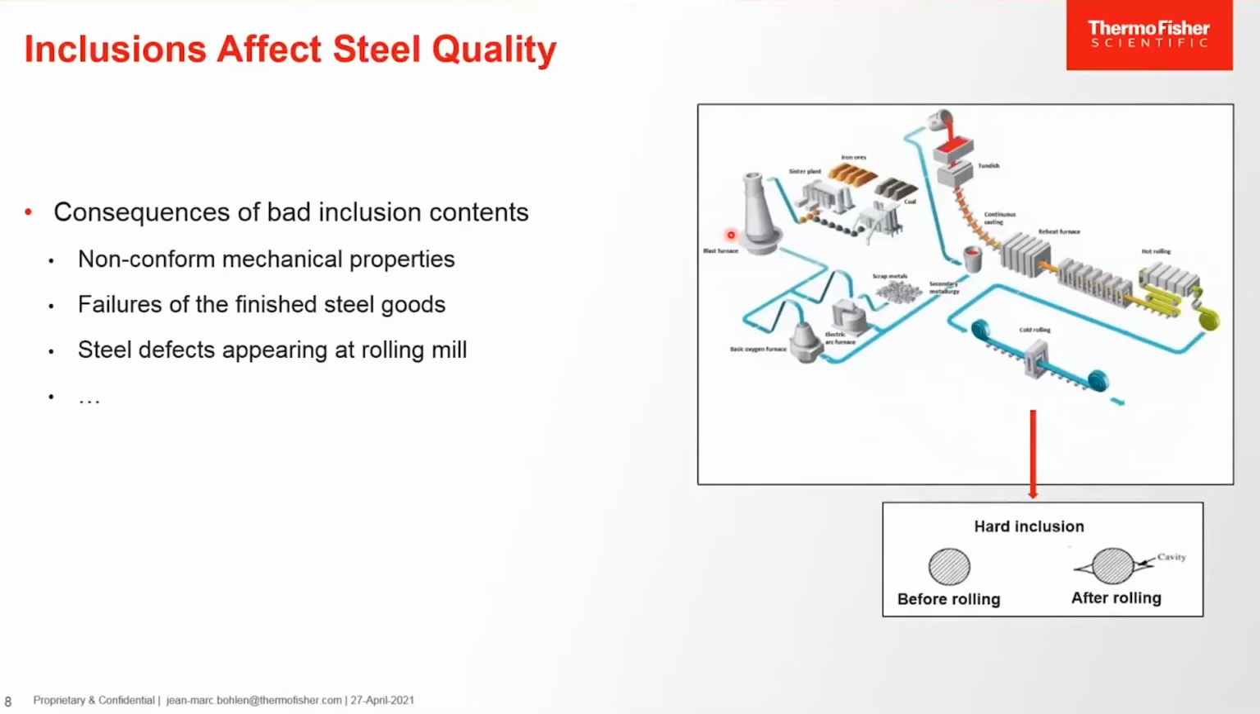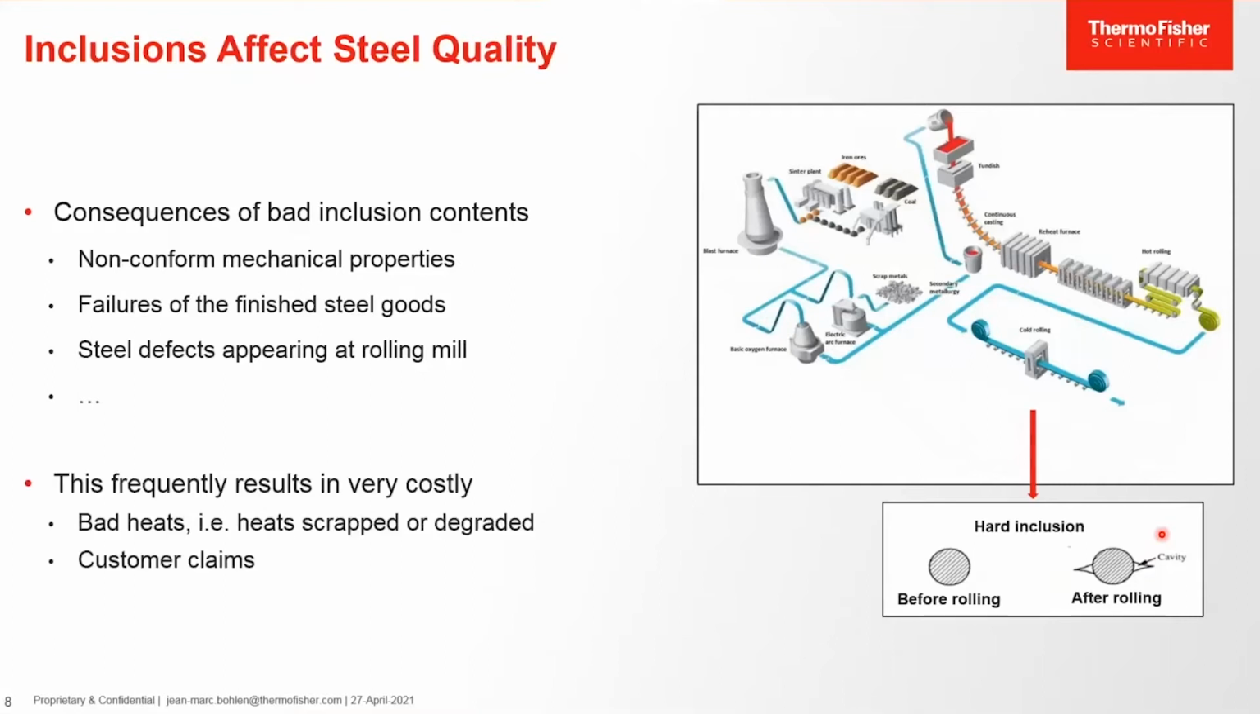What happens when a hard inclusion goes through the rolling mill? As you can see on the lower right picture, there is creation of a defect of the matrix due to the fact that the inclusion is not broken. And this kind of defect is happening in the direction of the rolling direction. So these kinds of things frequently result in very costly bad heats. In other words, heats that are scrapped or degraded, or customer claims.